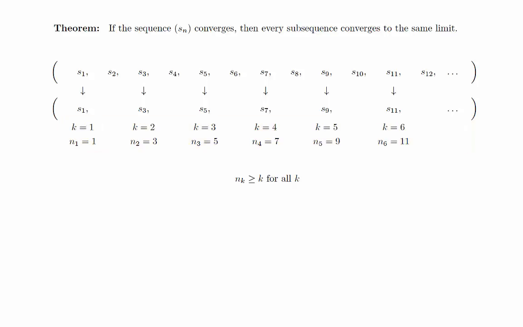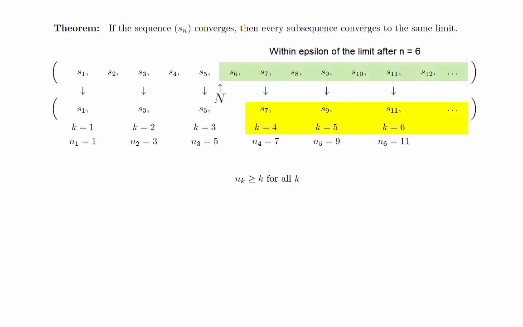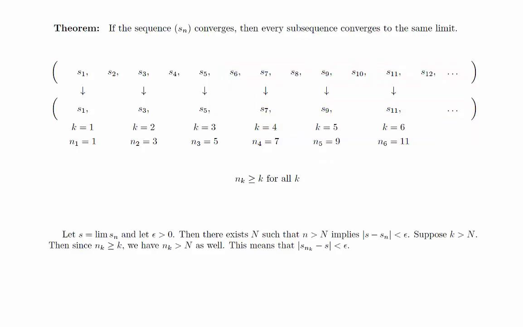Since the original sequence S sub n converges, for any epsilon greater than 0, there is a point at which all the terms are within epsilon of the limit. But the subsequence reaches that point long before the original sequence does, so the subsequence will also be close to the limit. Here's the formal proof.